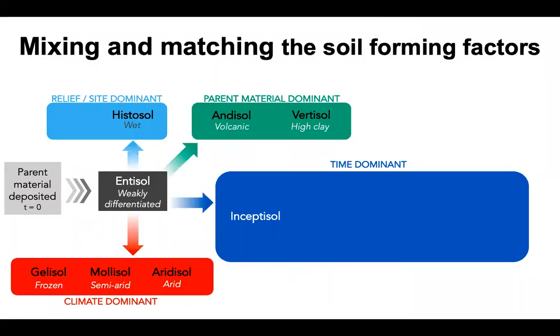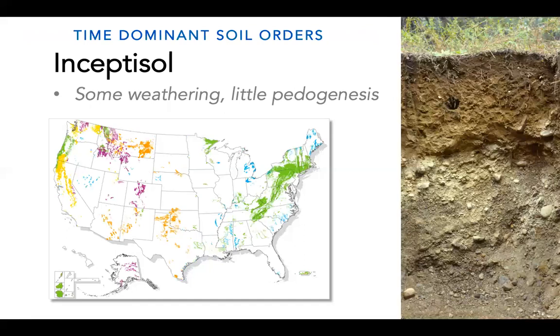So the last kind of group of soils to think about are the ones that are dominated by how old they are, or by that time factor. So the first one here is called an inceptisol. So an inceptisol is a soil that is starting to show signs of pedogenesis, just a little bit, right? If an entisol is like a baby soil that's recently been deposited, an inceptisol would be like your teenager soil, if you will. So, you have some pedogenesis happening.